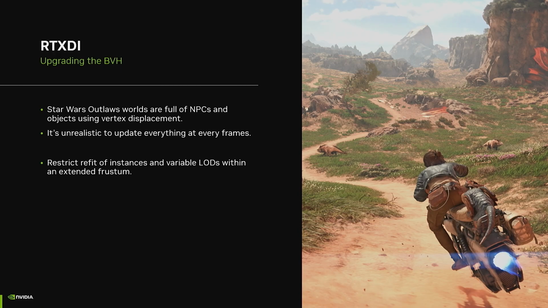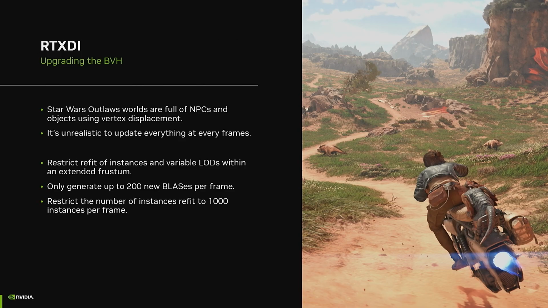So firstly, we restrict using variable LODs and refitting of instances, so updating instances, to instances that are inside an extended frustum and within a certain radius of the camera. Everything outside of that will fall back on our coarse BLAS that we already have. Secondly, we restrict the number of new BLASes we can generate per frame to up to 200. And thirdly, we restrict the number of refits to up to 1,000 instances per frame.